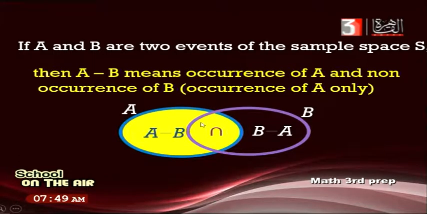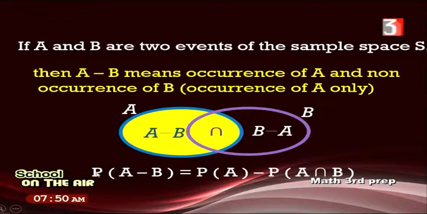So we have two ovals, the event A and the event B. Between them, the intersection, A intersecting B. If we get the elements inside A that don't belong to B, we get A difference B. And B difference A means we search for the elements inside B that don't belong to event A. P of A difference B equals the oval A without the intersection. It means that P of A difference B equals P of A minus P of A intersecting B.